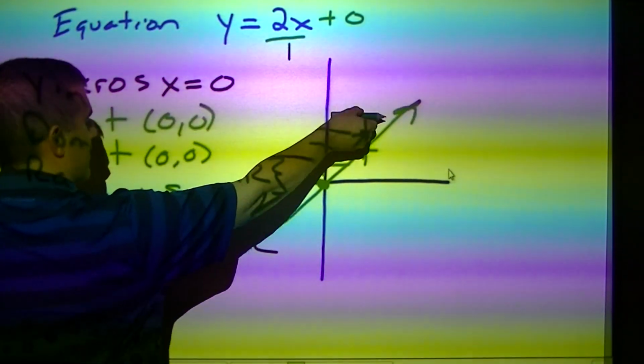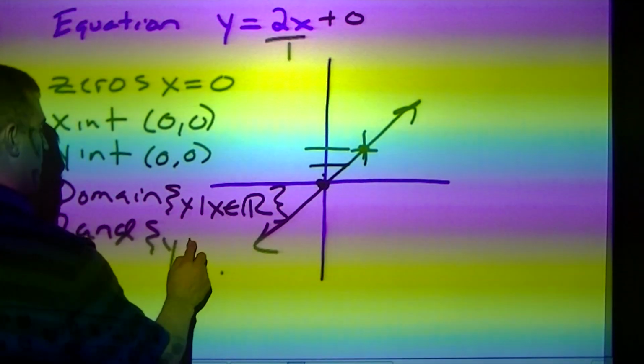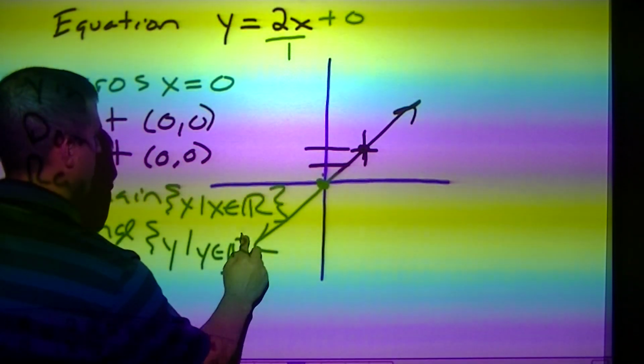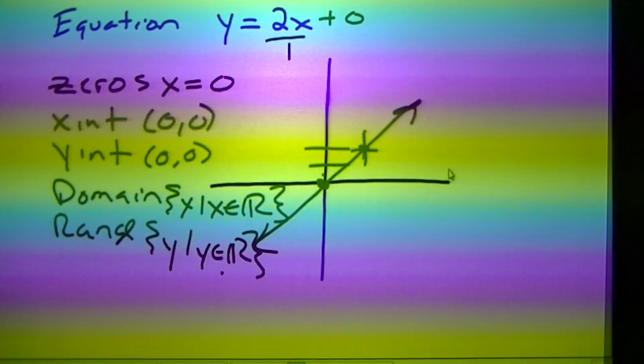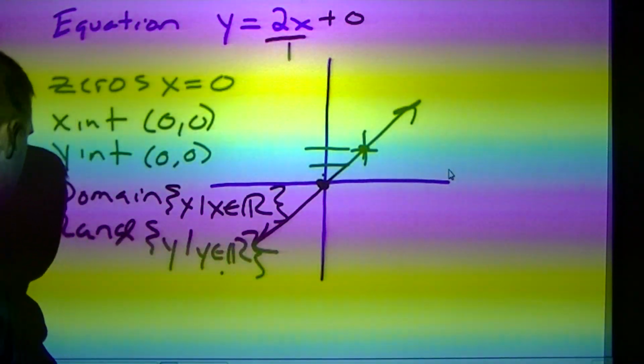Okay, if I look above, I see it. Look below, I don't. That's going to be all real numbers. Okay, and there's your answer there. All right, let's move on to a couple of the other ones.